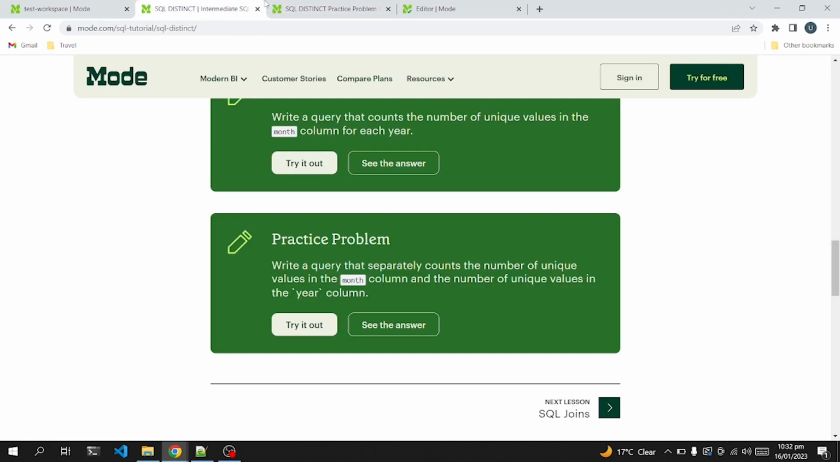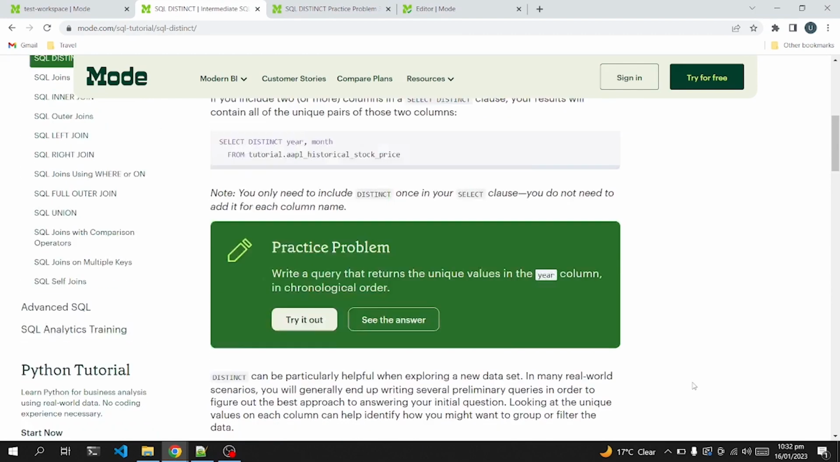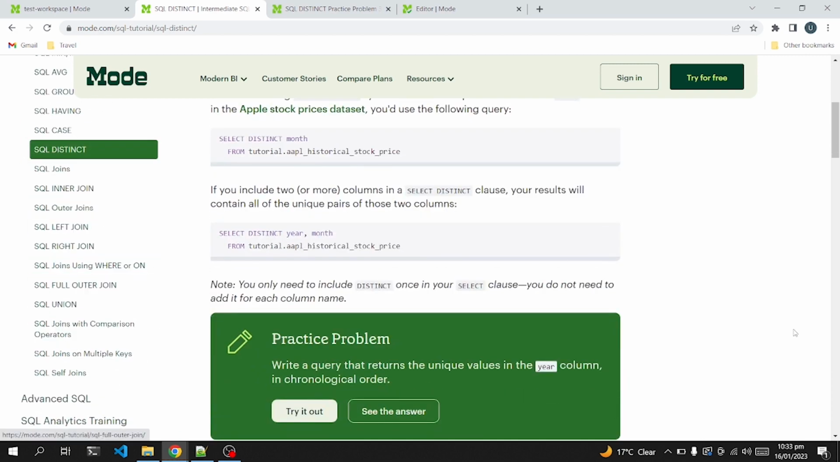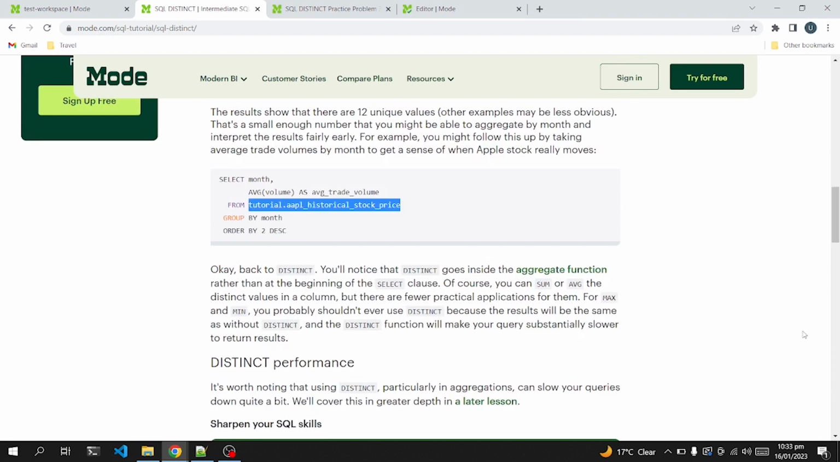So there you go. I hope you have learned from these practice sessions. We have implemented count, sum, min, max, average, group by, case, distinct, all those keywords or functions which are part of intermediate SQL. In the next video, we'll be implementing and practicing problems from joins. Till the next video, take care.